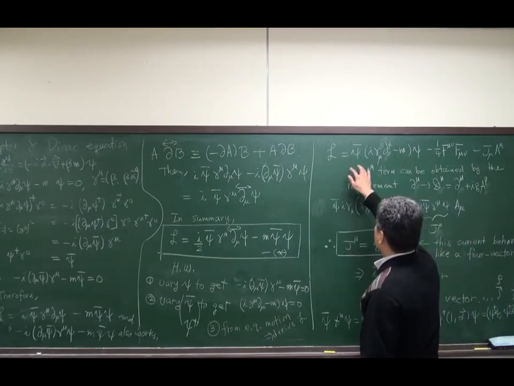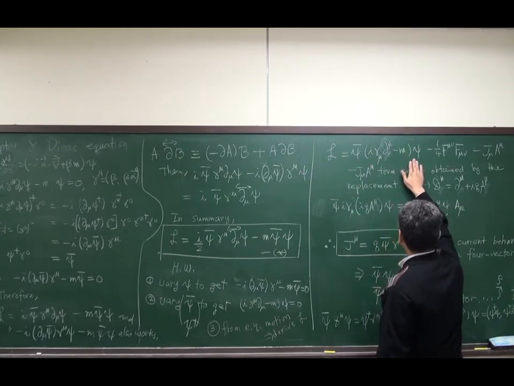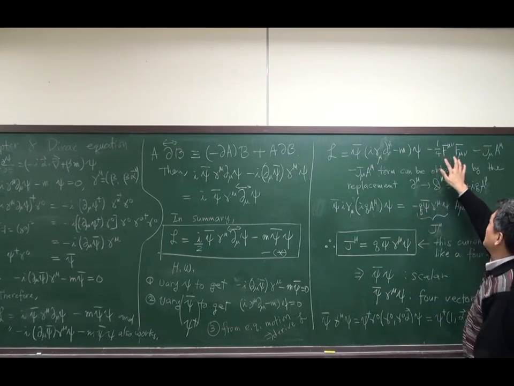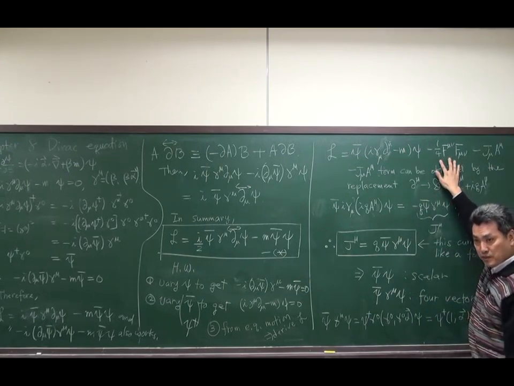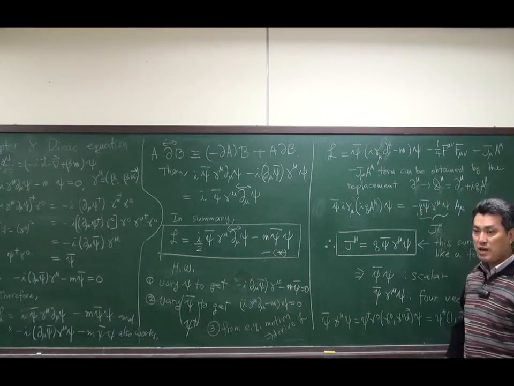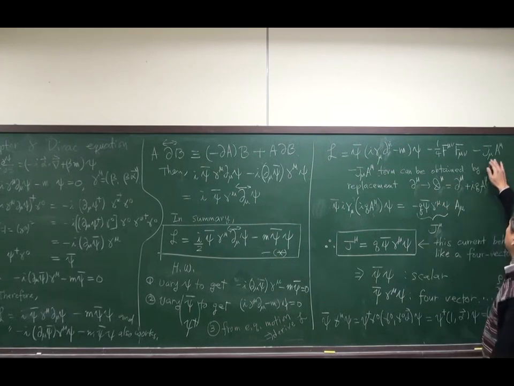So this is the Lagrangian for the spin 1/2 particle, and this is the free spin 1 particle. This is the Lagrangian for the free photon. What happens if the spin 1/2 particle interacts with the photon? There must be some contribution proportional to the current and the gauge field.